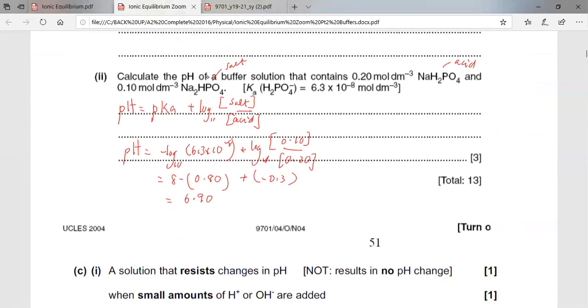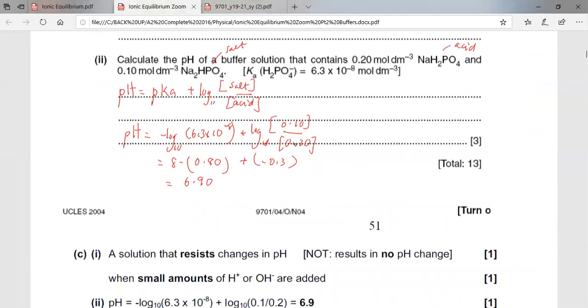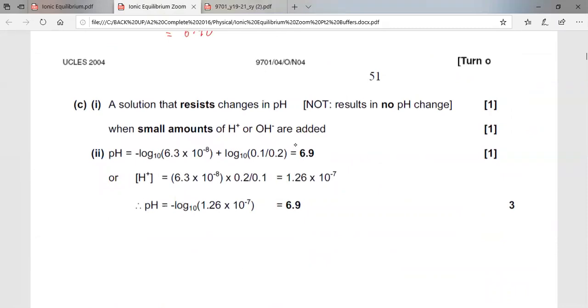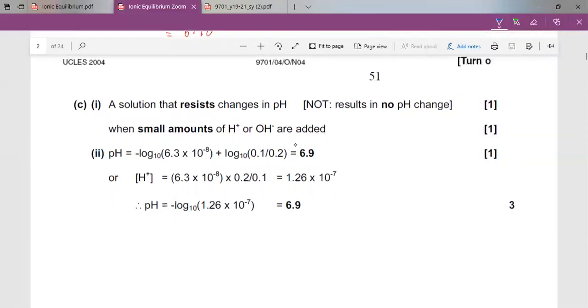All right. So here the first one is 2004. Okay, very old. Explain what is meant by the term buffer. Right here you can see a solution that resists changes in pH. Okay, resists changes in pH. See, not no pH change, that is wrong. When small amounts of H plus or acids or bases or alkalis are added. You must say when they are added, because when you put small amounts of acid and alkali into water, the pH changes.